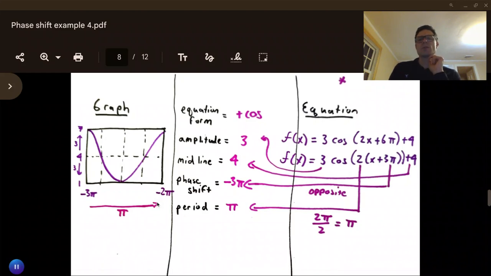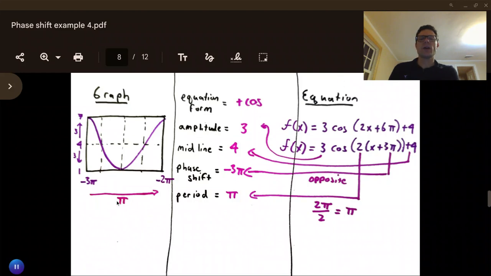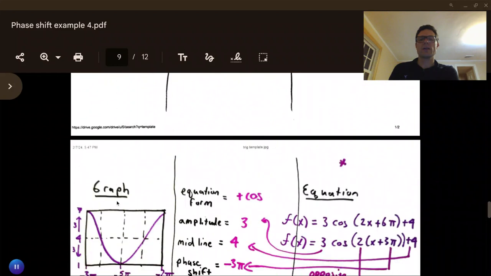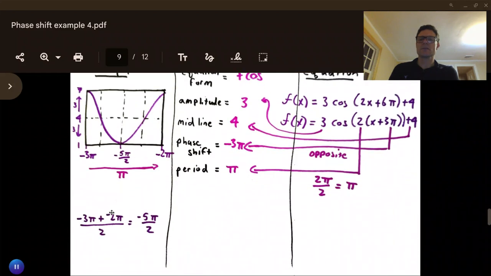We know that this is broken into 4 equal parts, so we just have to use our fractional abilities to find these 3 things. First thing I'm going to do is find halfway. What you can do is average negative 3 pi and negative 2 pi: negative 3 pi plus negative 2 pi, divided by 2. That's the average of those two. I'm going to get negative 5 pi over 2, or negative 2.5 pi if you wanted to write that as a decimal.